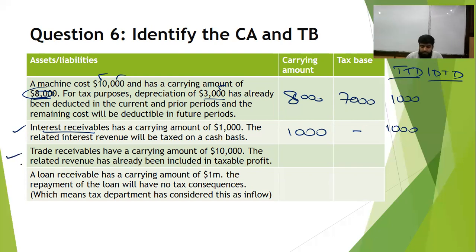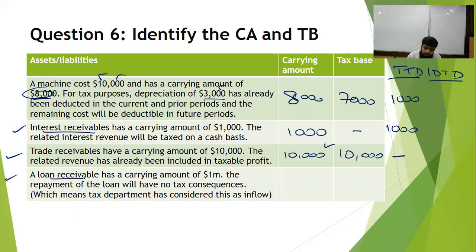Third, trade receivable. Again, an asset has a carrying amount of 10,000. The related revenue has already been included in the taxable profit. What does it mean? It means you recognize it as a receivable, as a revenue, and the tax department also allowed you. So how is it possible? In some cases, the tax department will also consider it as revenue. The value of the asset as per the accounting record is 10,000, and the tax department also recognizes this as revenue, which means it is also recognizing it as an asset. So the value of the asset as per the tax is 10,000. It means there will be no difference.